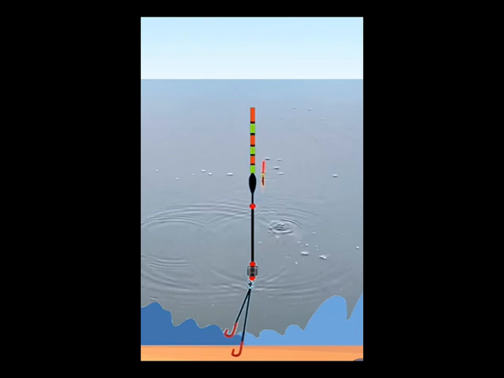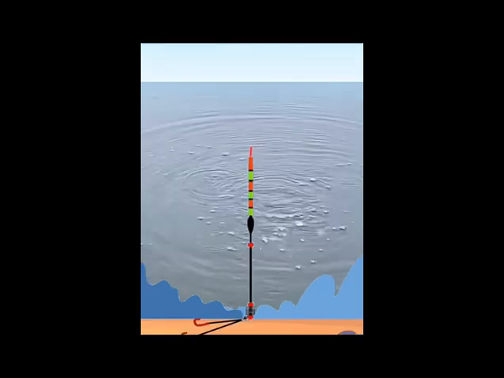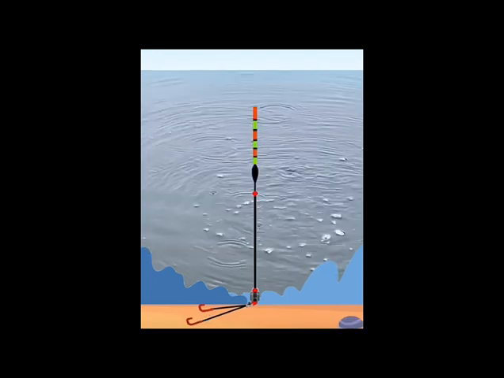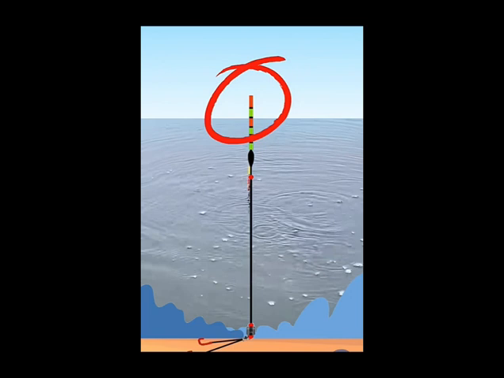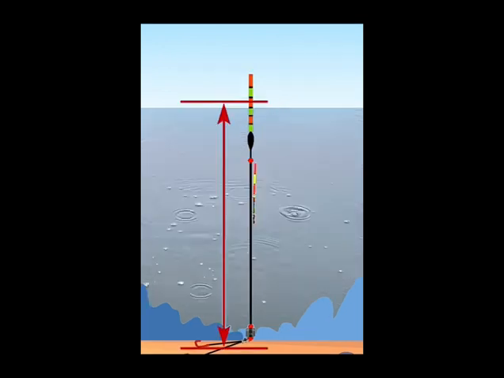Advantages: easier to detect subtle changes in float position. Ideal for still waters or calm conditions. Works well when the fish are feeding slowly or lightly. Disadvantages: wind and waves can interfere with the float's visibility. Shallow waters may not provide as much space for the bait to sink.